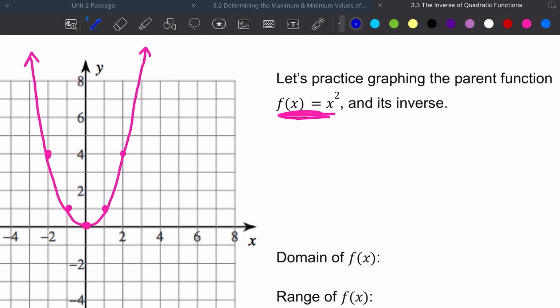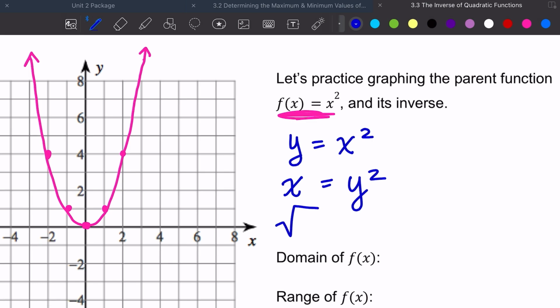If I'm trying to find the inverse, and we're given this equation, okay, we're saying y equals x squared. I need to now swap x and y. So x equals y squared. If I want y by itself, what do I got to do to this? How do I undo a square? Square root. Exactly. So y equals plus or minus the square root of x, which just basically means it's going to be a sideways parabola.